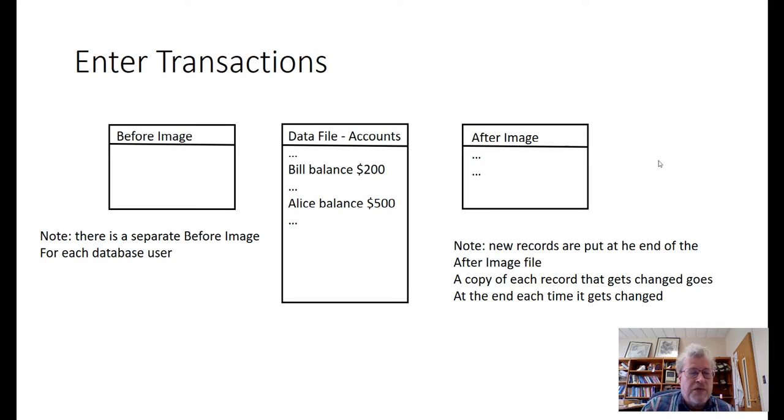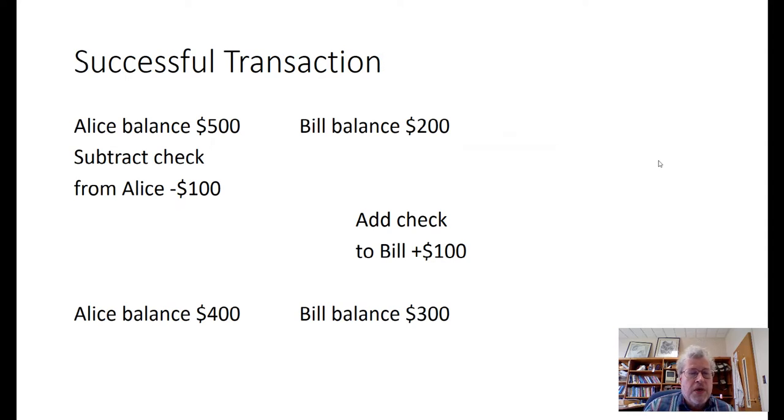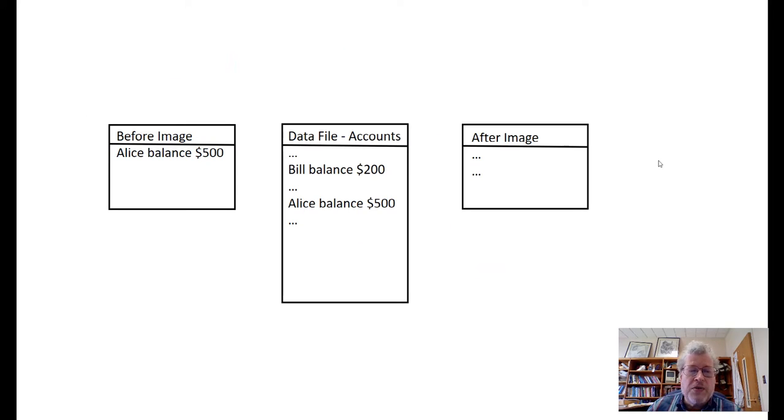Then we also have a file called the before image, and I won't run through this further, but we're going to assume that we have a before image file for each user of the database. So this is really keeping track of things for that particular user, whereas the data file is common for all the users, as is the after image file. So we have a before image, a data file, and an after image. Once again, this is a successful transaction. It's the same as our successful transaction was previously. But when we look at it under the covers, we're going to go through it in a series of steps.